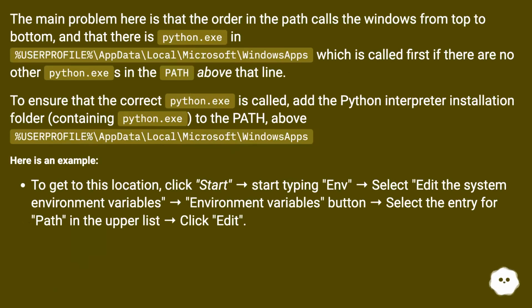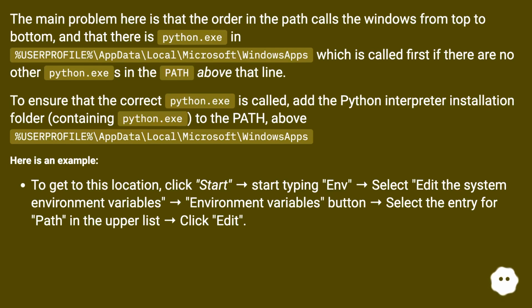The main problem here is that the order in the path calls the entries from top to bottom, and that there is a python.exe in %userprofile%\AppData\Local\Microsoft\WindowsApps, which is called first if there are no other python.exes in the path above that line. To ensure that the correct python.exe is called, add the Python interpreter installation folder, containing python.exe, to the path, above %userprofile%\AppData\Local\Microsoft\WindowsApps.